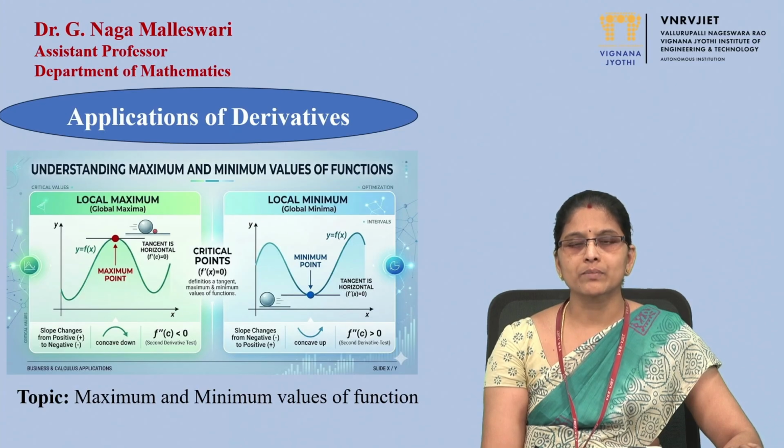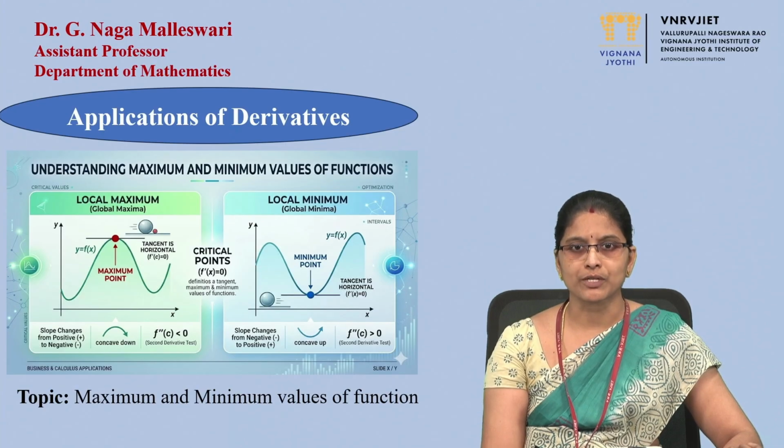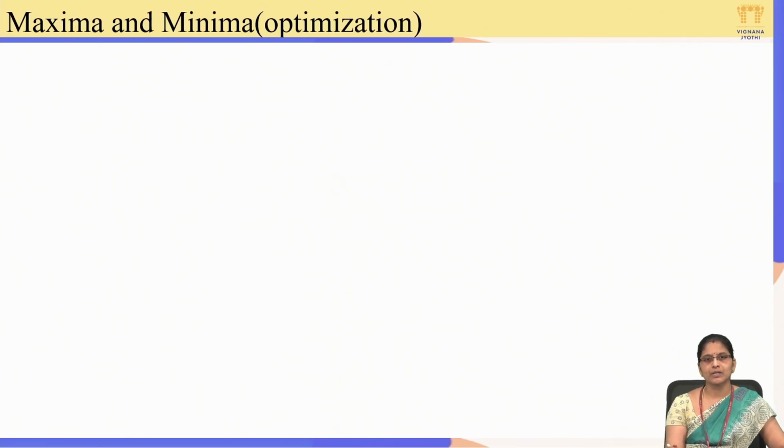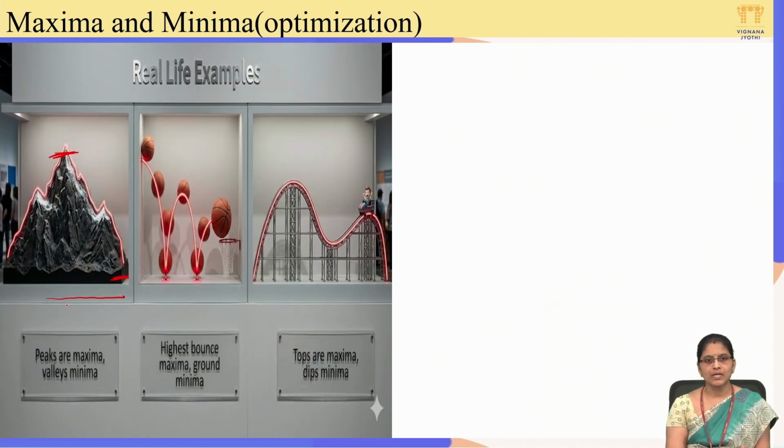Today I am here to discuss applications of derivatives. The topic is maximum and minimum values of a function. In many situations we are interested in finding best or extreme values, the highest or lowest values. Look at the picture. Three examples are there: one is mountains, second is a ball, and third is a roller coaster. Here, mountains and valleys are there. Peaks are maximum and valleys are minimum.